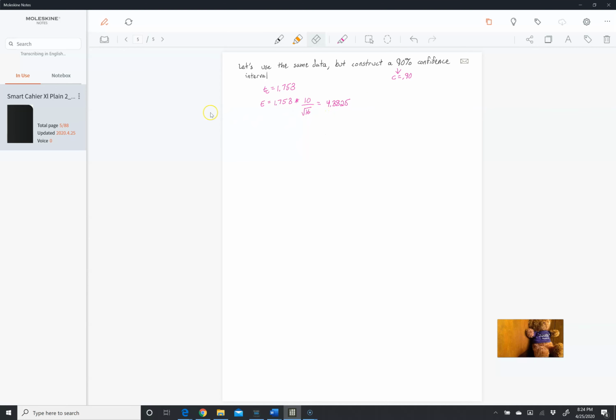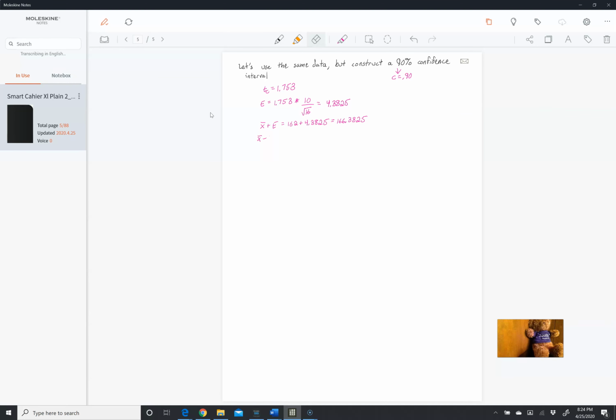So now we construct our interval. So x bar plus E says we take 162 plus 4.3825, which gives us 166.3825. I would be okay with your rounding to the nearest hundredth. So if you put 166.38, that would be okay.